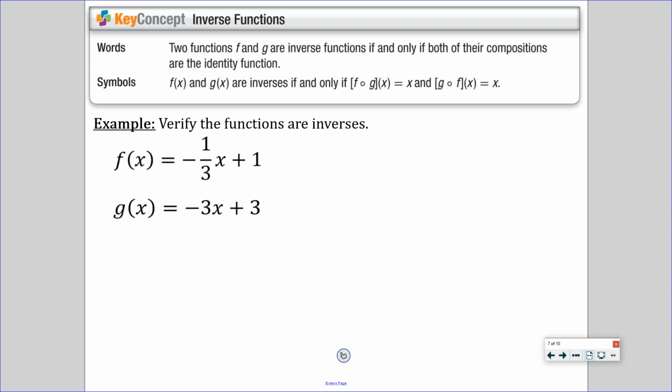All right, so let's try this one. This one says verify that the functions are inverses. So they're telling us that they're inverses, so let's do f of g and g of f. I'm going to start with f of g.